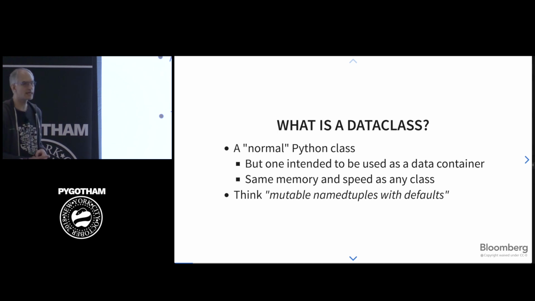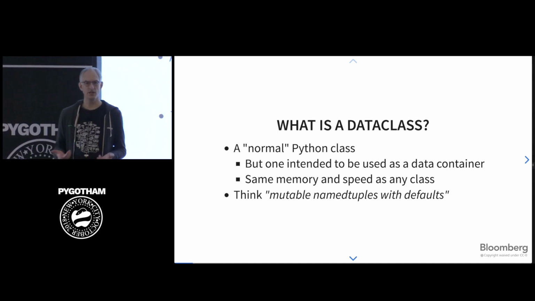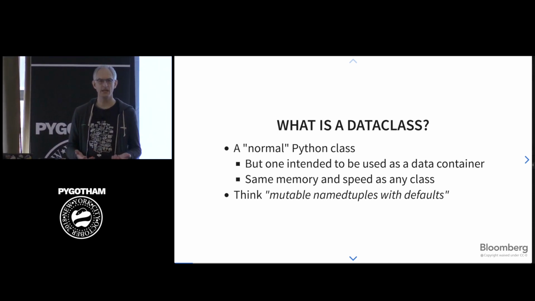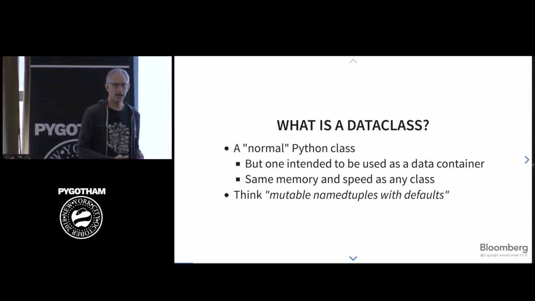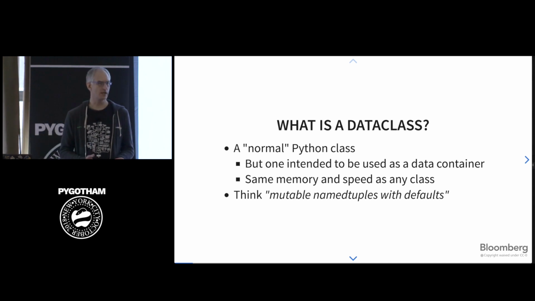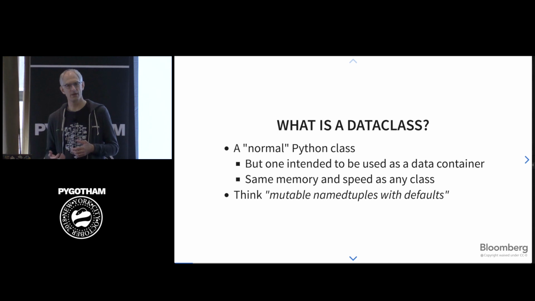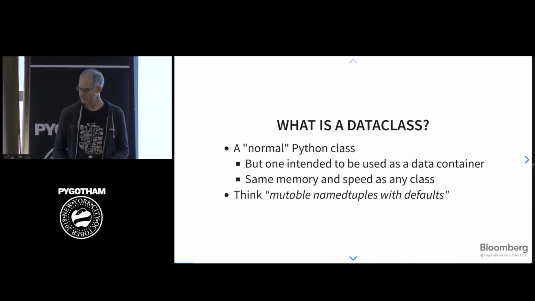So first of all, what is a data class? Well, at its heart, a data class is a normal Python class. But it is one that's kind of intended as a data container. Because it is a normal class, it has the same memory and speed as any Python class. From the PEP, the guidance here is to think of a mutable named tuple with default values.